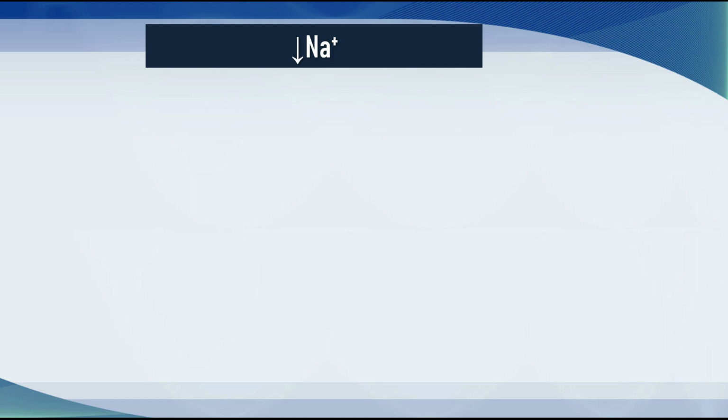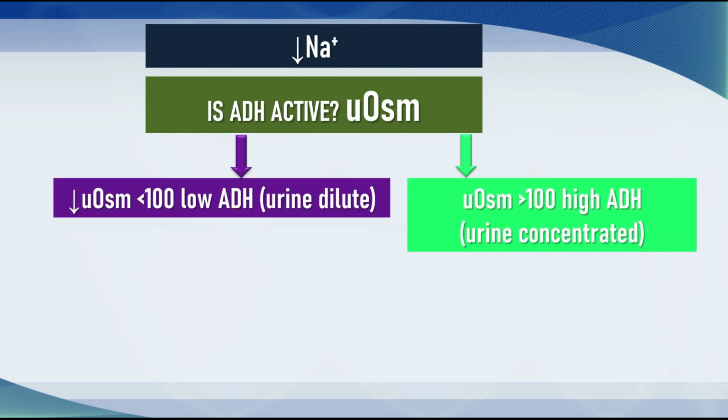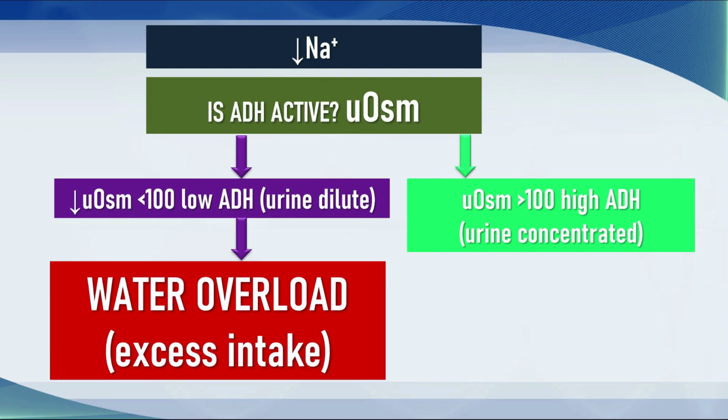So let's look at an algorithm. You have a low sodium. The question you ask is, is antidiuretic hormone active? If the patient is water overloaded, then antidiuretic hormone should be switched off. In that case, the urinary osmolality should be less than 100. The urine is dilute and the patient is water overloaded. If the urinary osmolality is more than 100, there is a lot of antidiuretic hormone present and the urine is concentrated. In other words, something else is going on.